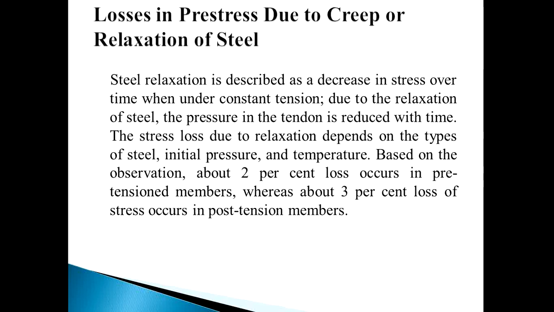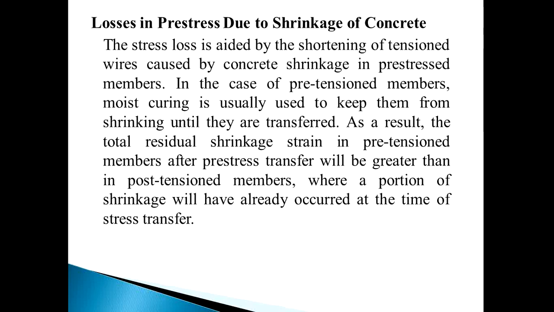The next one, losses in pre-stress due to creep or relaxation of the steel. Steel relaxation is described as a decrease in the stress over time when under constant tension. The pressure in the tendons is reduced with time. The stress loss due to relaxation depends upon the type of steel, initial pressure and temperature. Based on observation, it is considered that 2% loss occurs in the pre-tensioning member and 3% loss occurs in the post-tensioning member. So next one is losses in pre-stress due to shrinkage of the concrete.